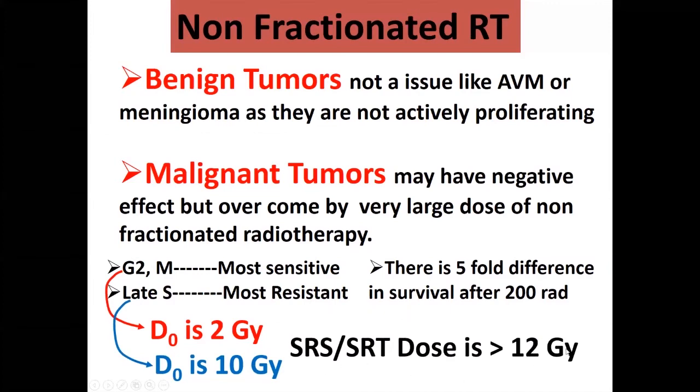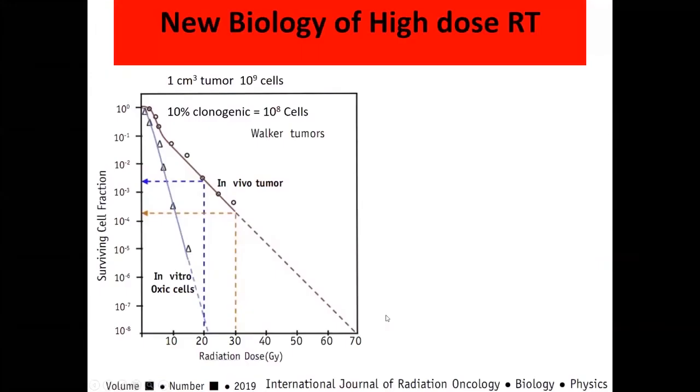So more than 12 gray will have a direct damaging effect on cells which are present in the radio-resistant phase of the cell cycle. So the problem is overcome in a similar way as we have seen with hypoxia: it has a direct damaging effect on the cells in the radio-resistant phase. So that was about the rationale based on the cell survival curve, the rationale based on the 4 Rs of radiotherapy in fractionated radiotherapy.